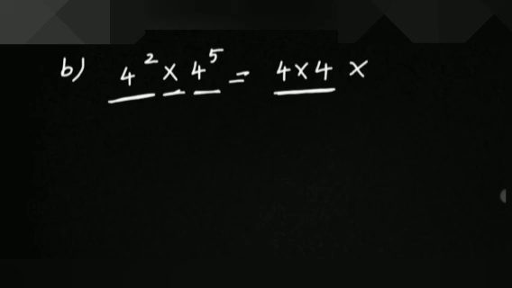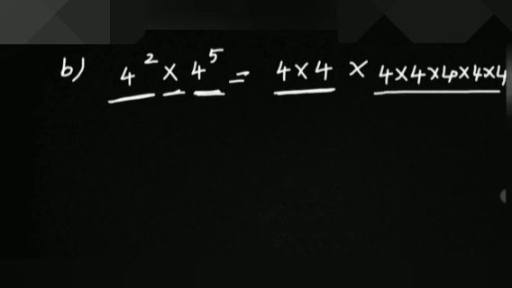What is meant by 4 raised to 5? 4 is multiplied how many times? 5 times. 4 into 4 into 4 into 4 into 4. So instead of this 4 raised to 5, what can we write? Yeah, we can write 4 into 4 into 4 into 4 into 4, isn't it?